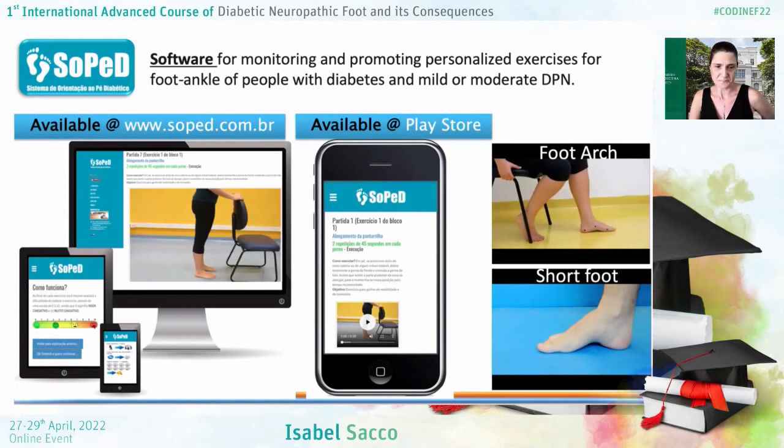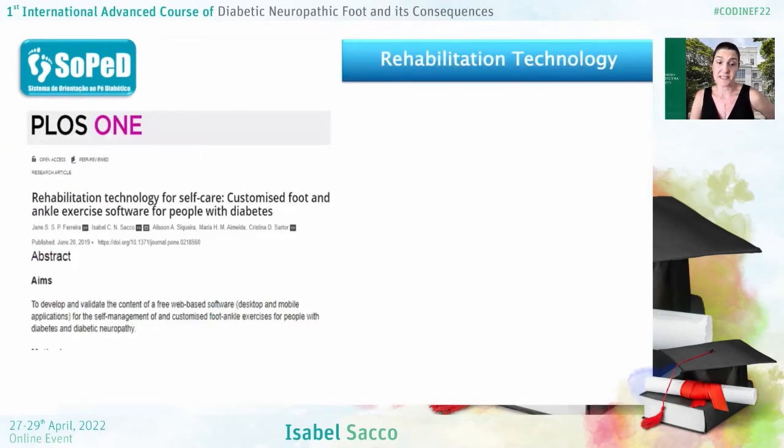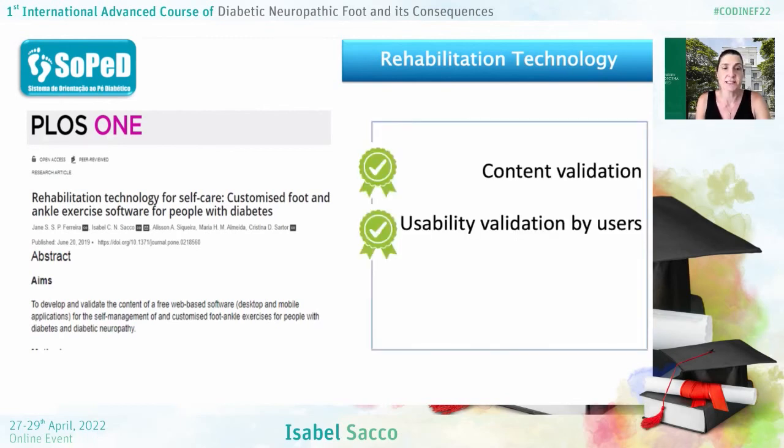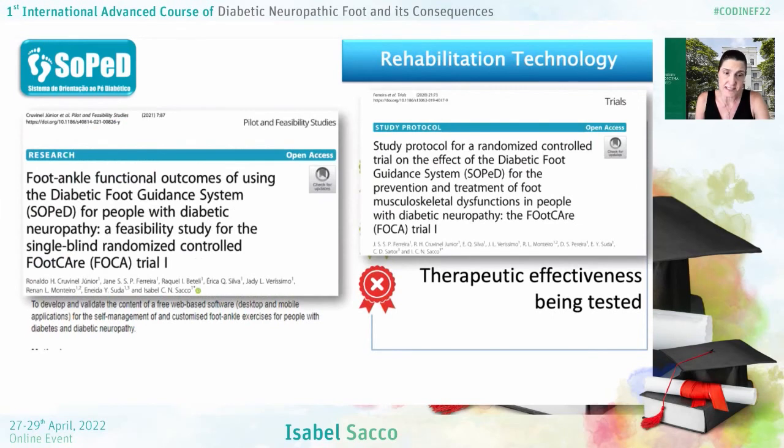The software development and tests were published in an open-access journal, and I invite you to read it. The software had its content validated by specialists. Its usability was also validated by users, diabetic patients, and its therapeutic effectiveness is being tested as we speak here in São Paulo. However, the exercises included in the software have their efficacy proven in our previous RCT.